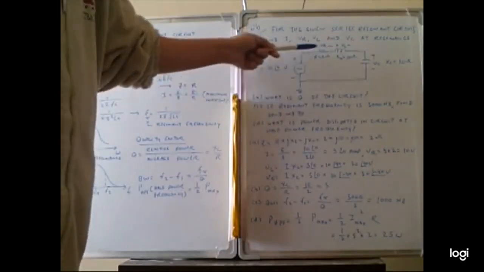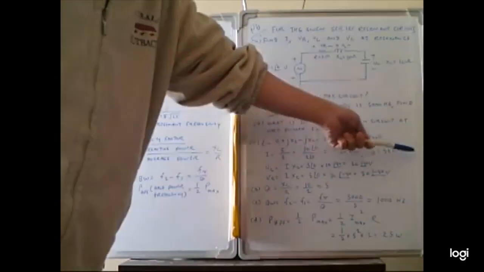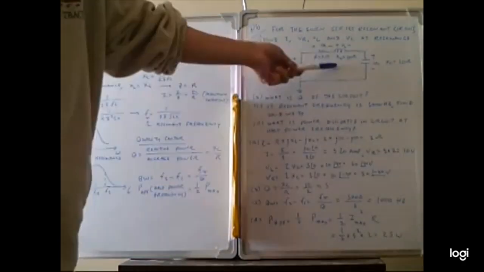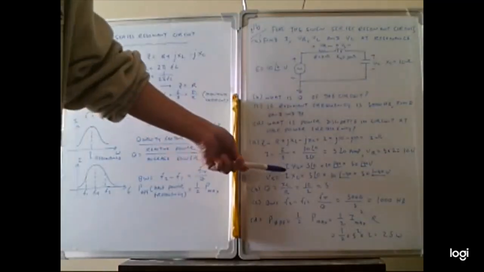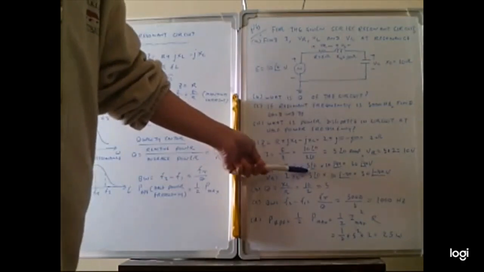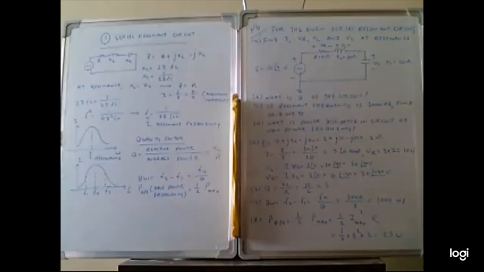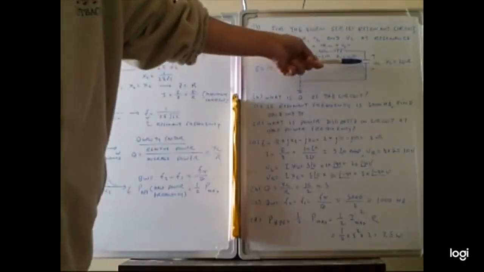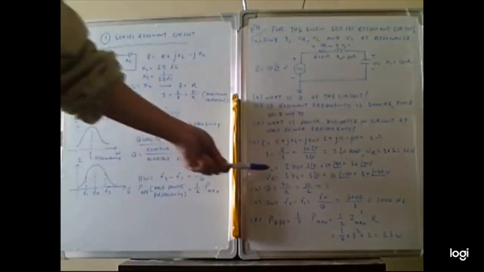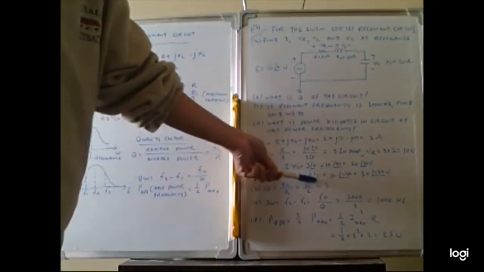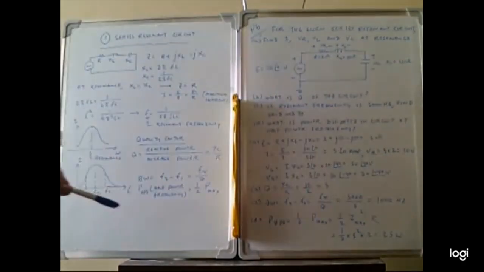The current of 5 ampere flows through the resistor, so V_R is going to be I multiply R, which gives 10 volts. For the inductor, the current is 5 ampere and the inductive reactance is 10 ohm, so V_L is I multiply X_L: 5 angle 0 multiply 10 angle 90 gives 50 angle 90. For V_C, the current is 5 ampere and X_C is 10 ohm, so I multiply X_C: 5 angle 0 multiply 10 angle minus 90 gives 50 angle minus 90.